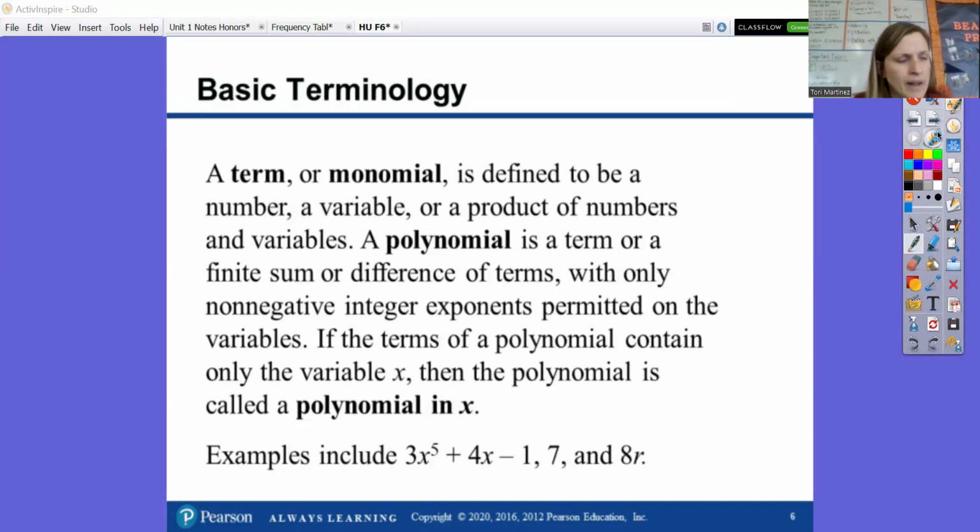This section corresponds to Chapter 7, Section 6, and it deals with polynomials. All of these PowerPoints, again, are available in Canvas.